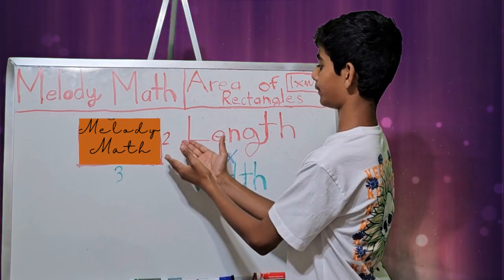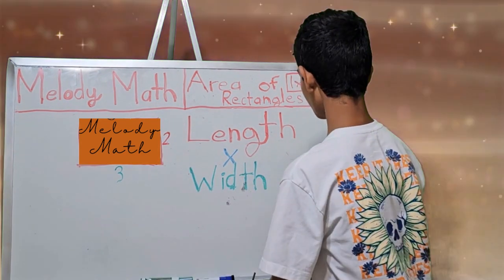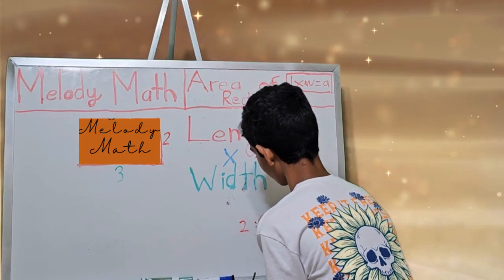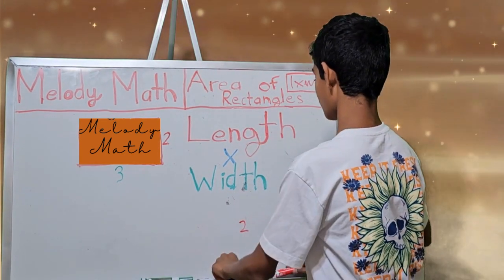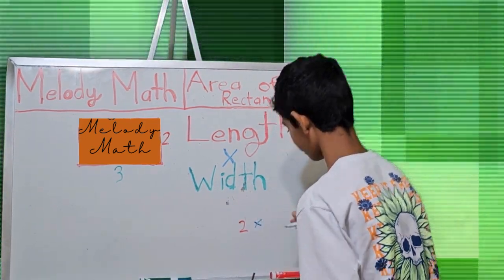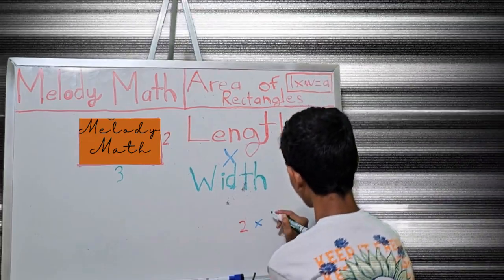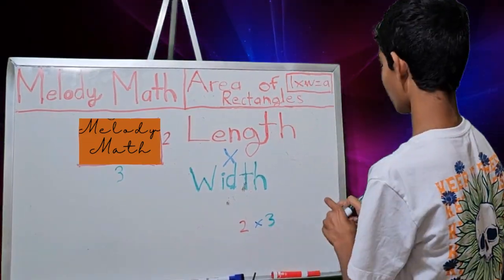area, then we have to do 2 times 3. Which is 2 multiplied by 3 to get our area.